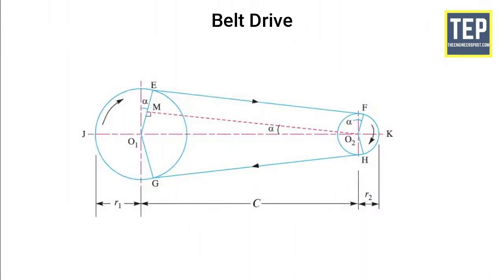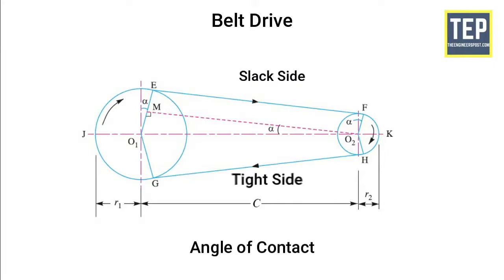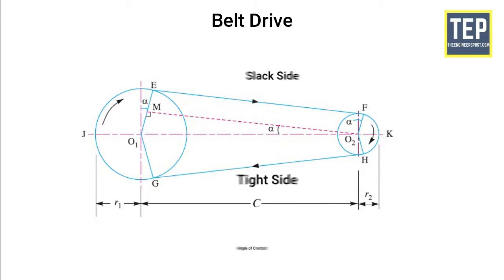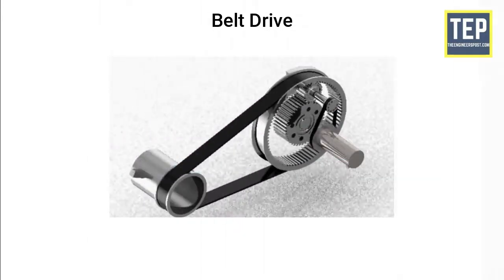The tensions in the tight and slack sides of the belt depend on the angle of contact. The belt drives have to be arranged such that the slack side comes above and the tight side comes below the pulleys. This arrangement increases the angle of contact of the belt on the driven side.